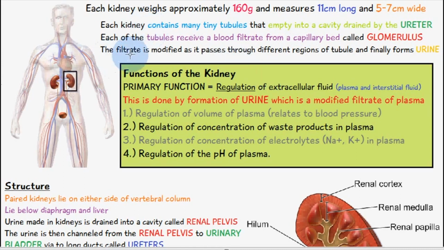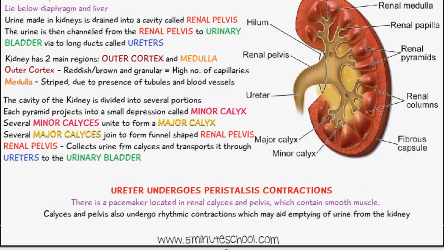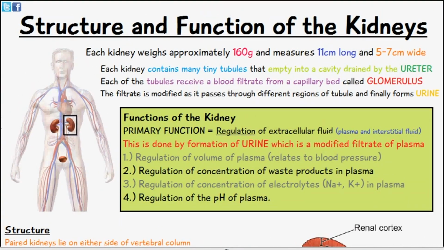And finally, the filtrate is modified as it passes through the different regions of the tubule, and it finally forms urine. Finally, the ureter undergoes peristalsis contractions, so there is a pacemaker located in the renal calyces and the pelvis, which contains smooth muscle, and the calyces and pelvis also undergo rhythmic contractions, which may aid in emptying of urine from the kidney. Okay, so I think that's everything in this video relating to the structure and function of the kidneys.